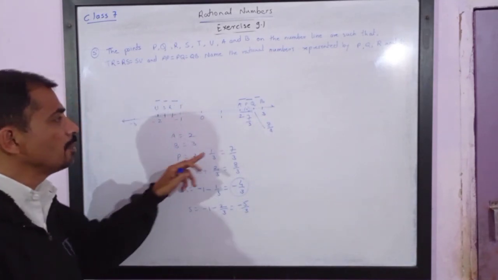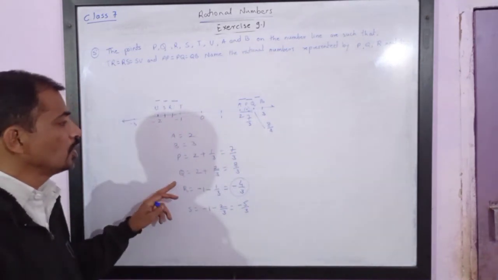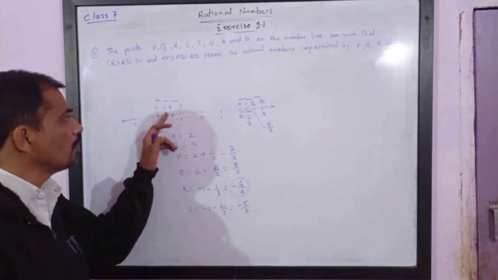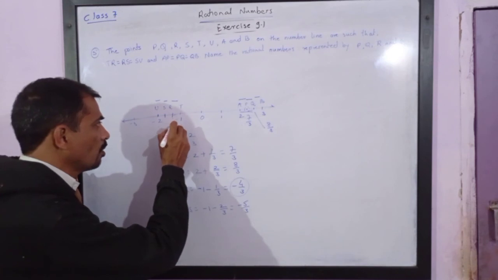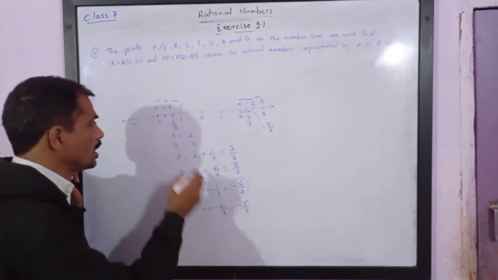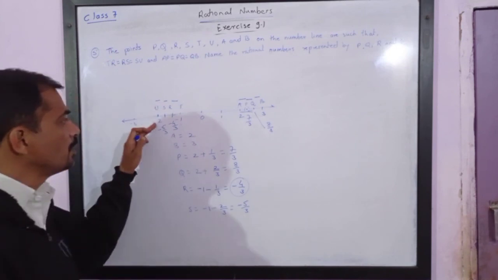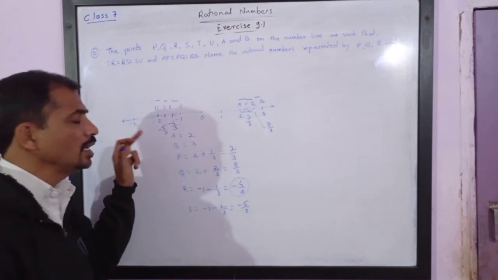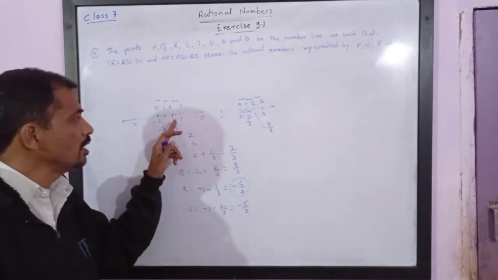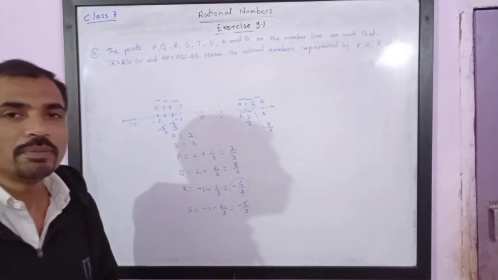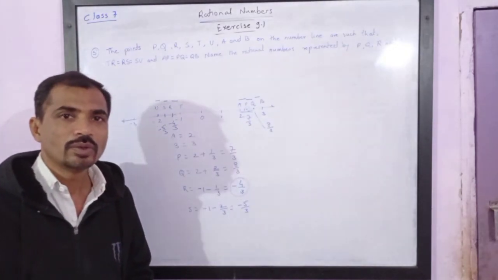Please note, P represents 7 upon 3, Q represents 8 upon 3, R represents negative 4 upon 3, and S represents negative 5 upon 3. Negative 2 will represent negative 6 upon 3, and negative 1 will represent negative 3 upon 3, which means it is negative 1.